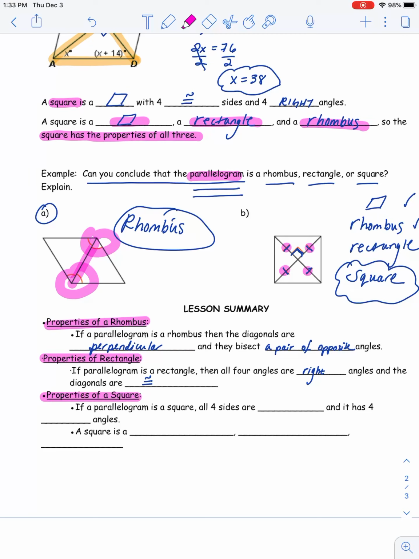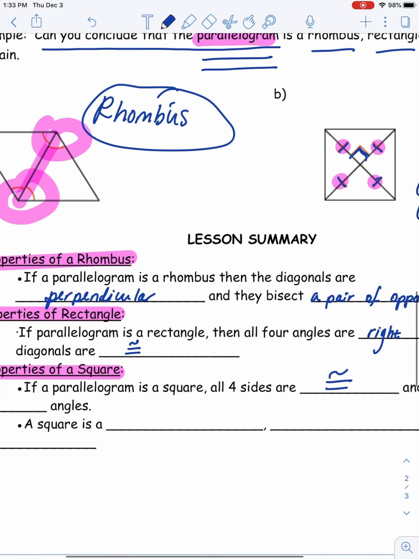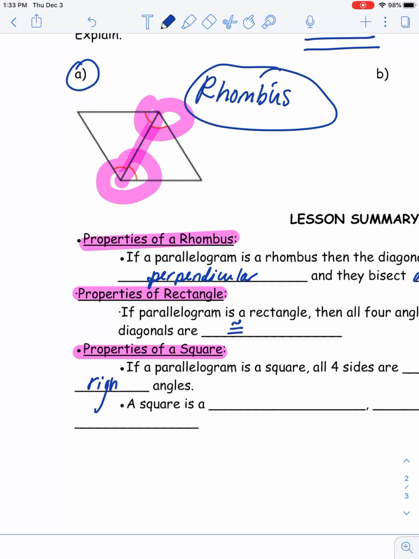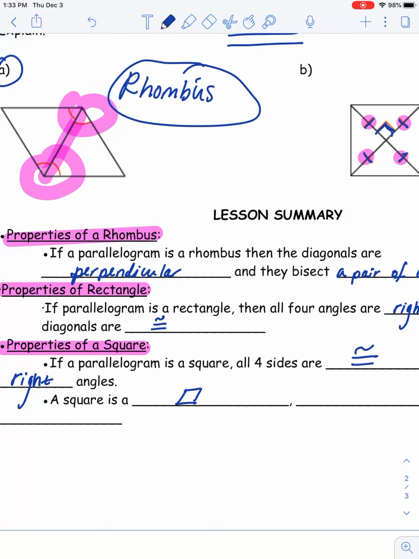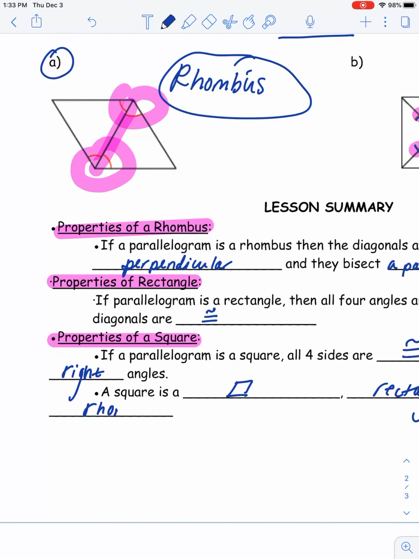And lastly, the properties of a square. If a parallelogram is a square, all four sides are congruent, and it has four right angles. So that makes a square. A square is then a parallelogram. It is a rectangle, and it is a rhombus.